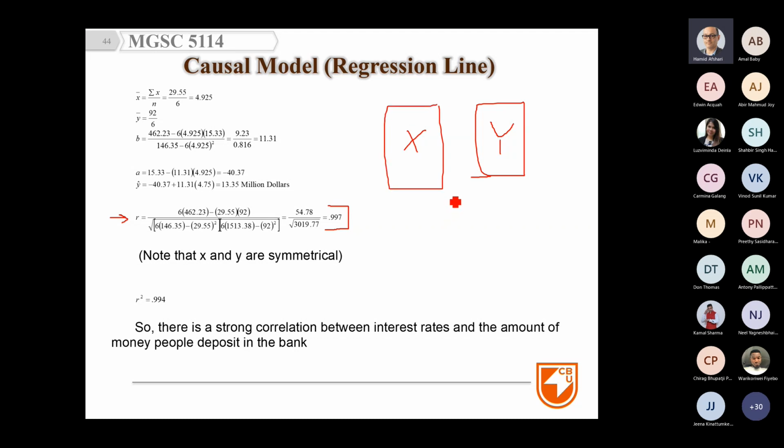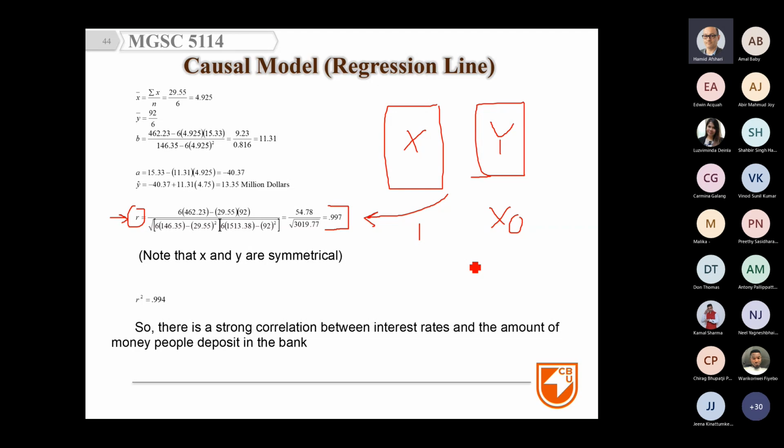Okay. So in this case, if it is 0.997, which is a number close to 1, it means that X and Y are very related. If R is a number close to 0, what does it mean? It means that X and Y are not related at all to each other. Okay, so that's the meaning of correlation between X and Y.